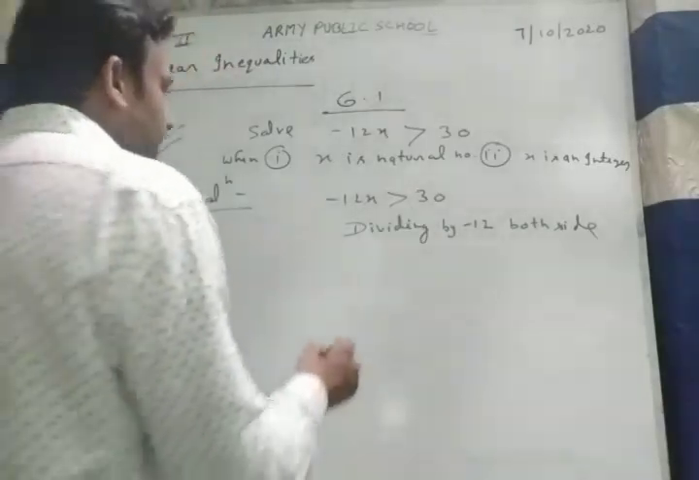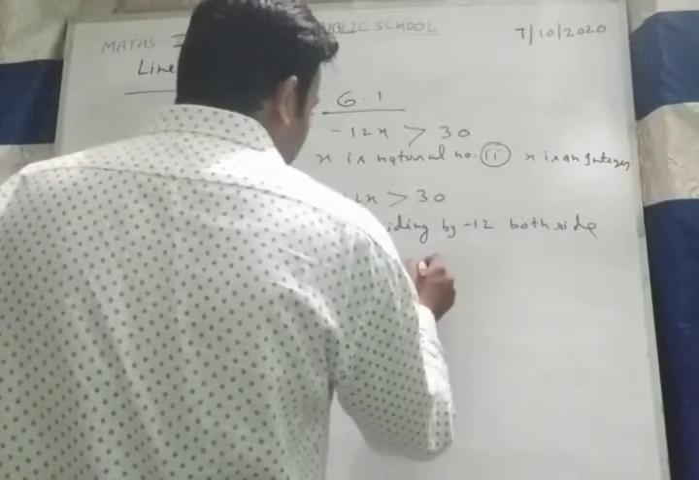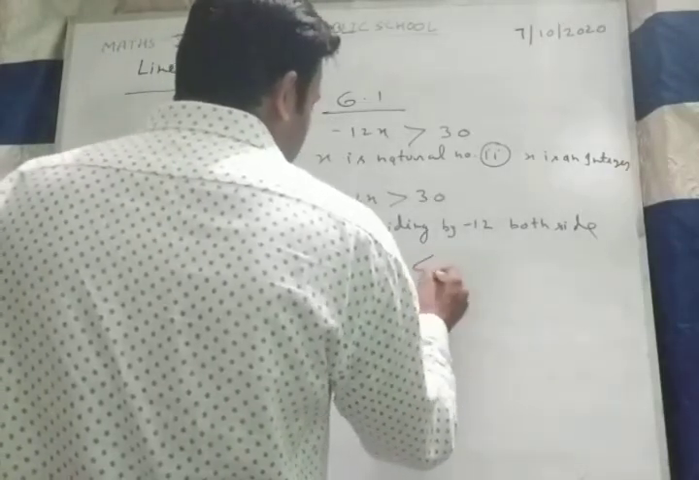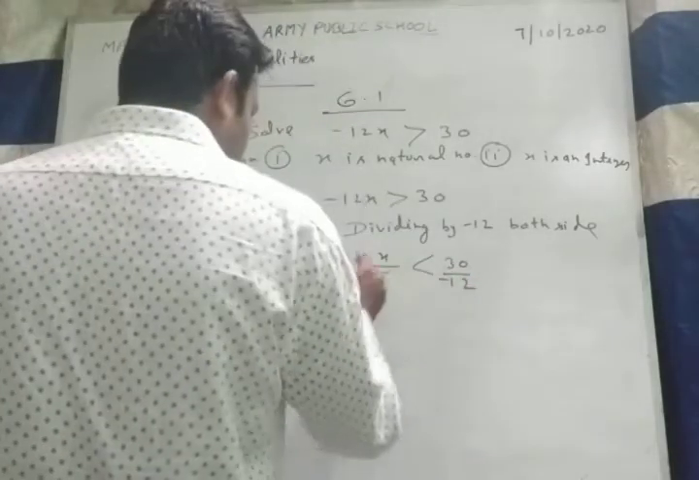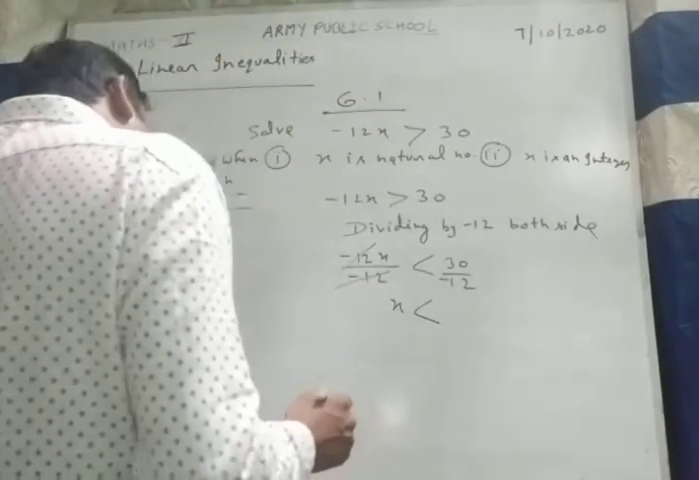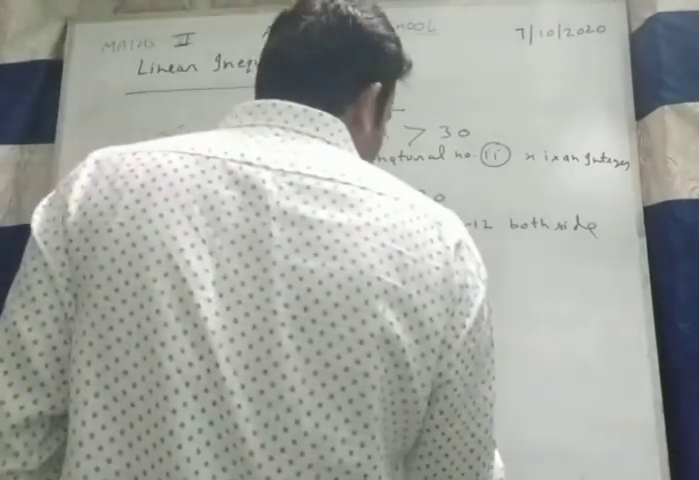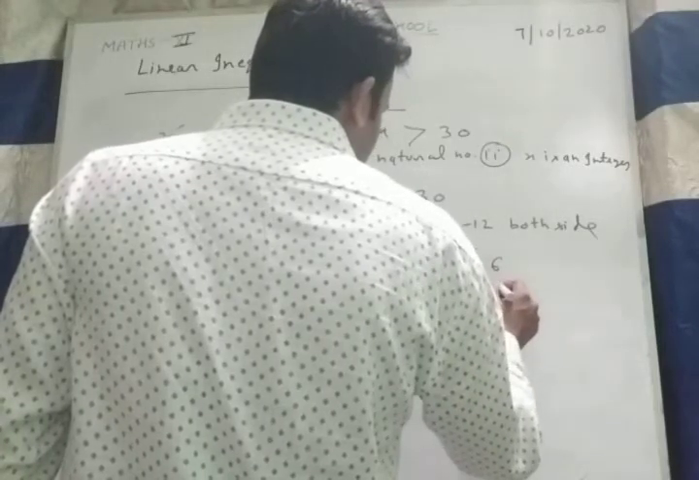So we can write minus 12x divided by minus 12, 30 by minus 12. It will be cancelled. So x is less than minus, now cancelling by 6, we can write 6 5s are 30, 6 2s are.